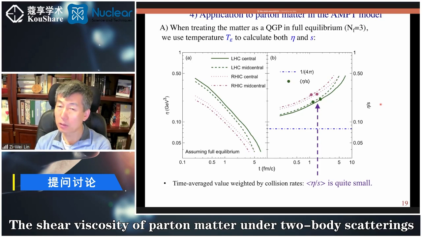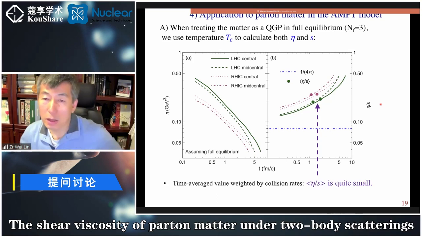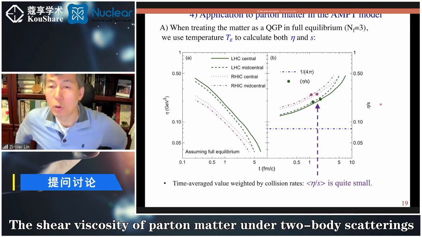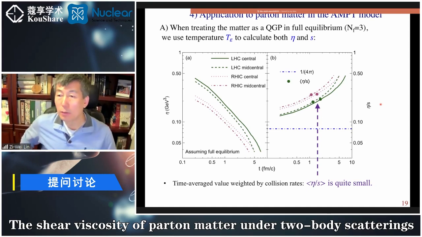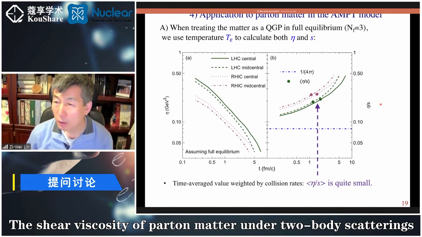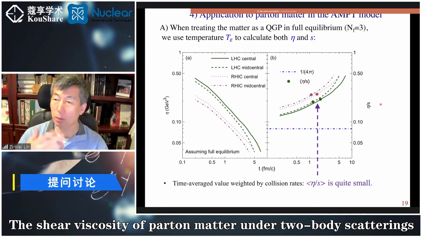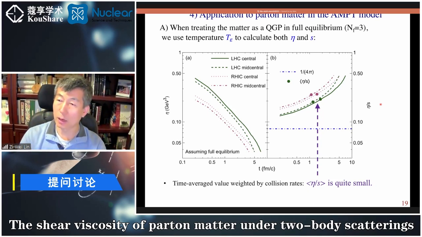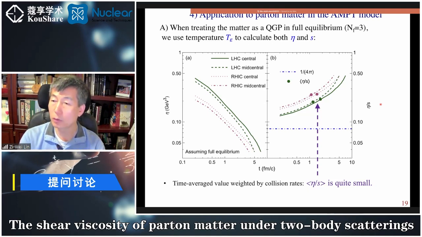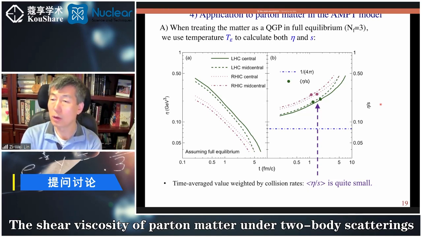Our work does not address that yet, but we know how to address that because we can extend this to all 2 to 2 scatterings, right? One can calculate gluon, quark, q qbar, qq scatterings, and then apply 2 to 2 scatterings, let's say. Let's limit ourselves to 2 to 2 scatterings. Then we can use the CE method to describe every leading order 2 to 2 process.